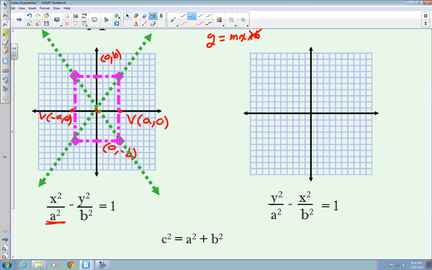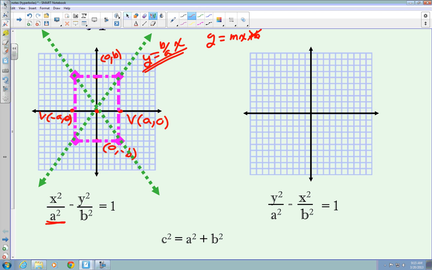So let's look at our picture here. If I start at 0, 0, and I count up, my rise is going to go to whatever b is, right? So I count up to b. My run is going to be over whatever a is. So this slope is going to be b over a. So y equals b over a x is the equation of that line.